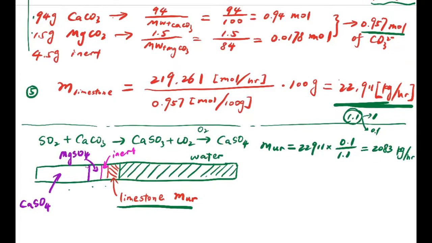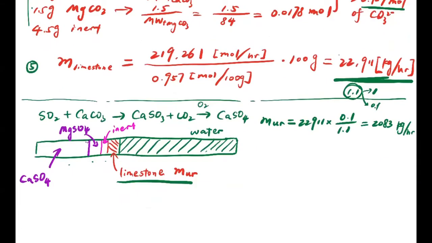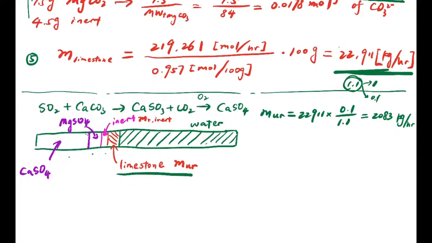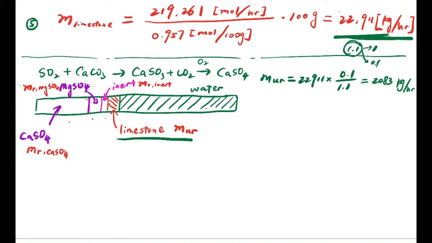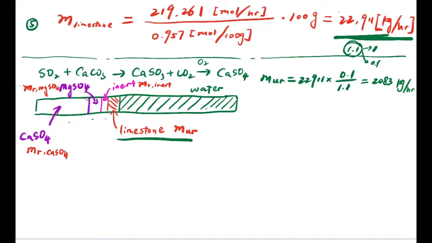Okay, so this is the unreacted amount. And we should also write out the reacted inert. And this is for the magnesium sulfate, that's going to be reacted magnesium sulfate. And here we have reacted calcium sulfate. Okay, so the total amount should be all of these added together plus the water. That's going to be the production rate of the sludge.